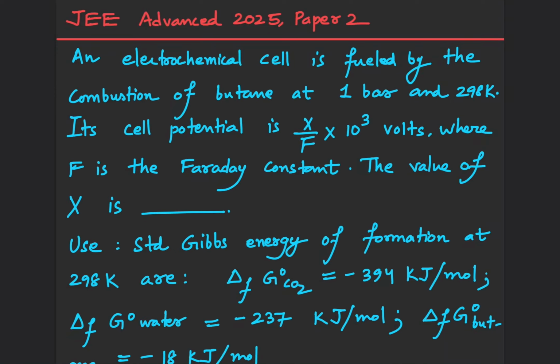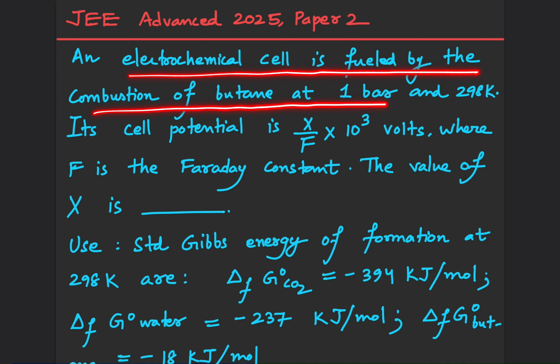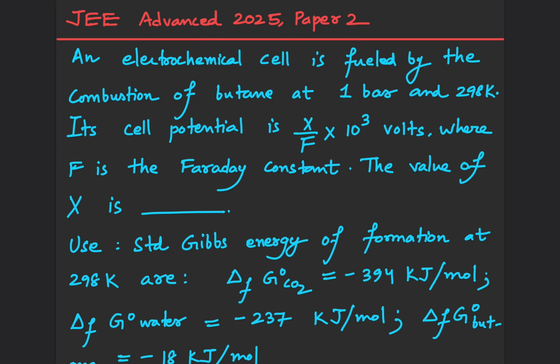Hello everyone. So this is a question from JEE Advanced 2025, paper 2. An electrochemical cell is fueled by the combustion of butane at 1 bar and 298 Kelvin. Its cell potential is X by F into 10 power 3 volts, where F is the Faraday constant. The value of X is, we are supposed to find what is this X.